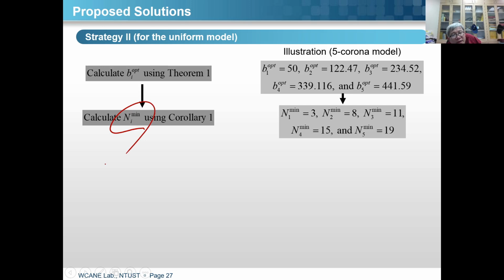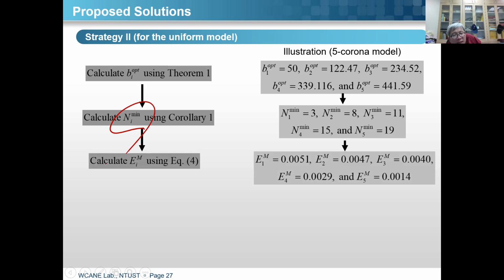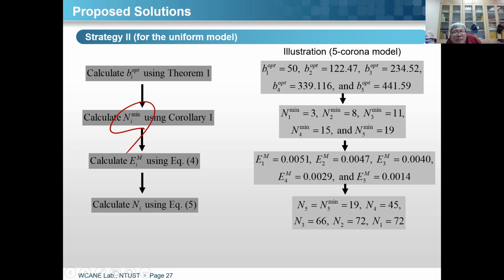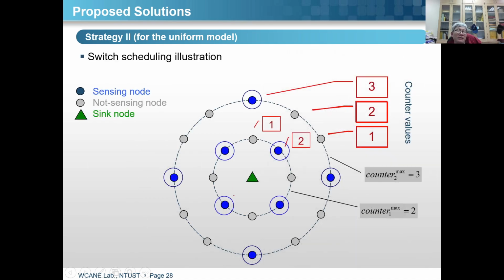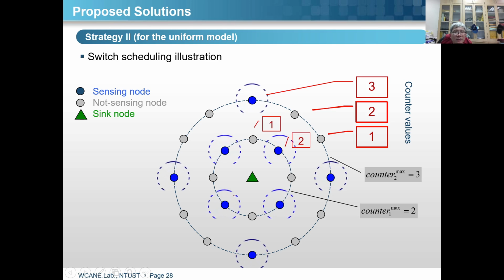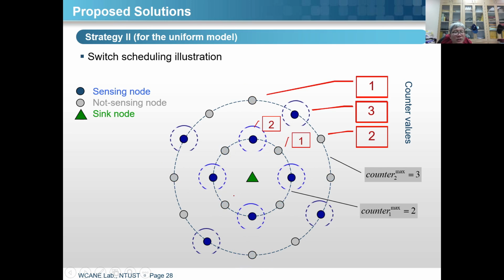That says Corollary 1 gives the number of sensors, and actually we can get the corresponding energy consumption, because some nodes go to sleep mode. So of course we can save energy with this strategy. Alright, so that's it. And here we show how switch scheduling works. That says we allow some nodes to be active and some nodes to be in inactive mode. Here, this one is sensing, and then switch, sensing, and so on. So we can have switch scheduling this way.